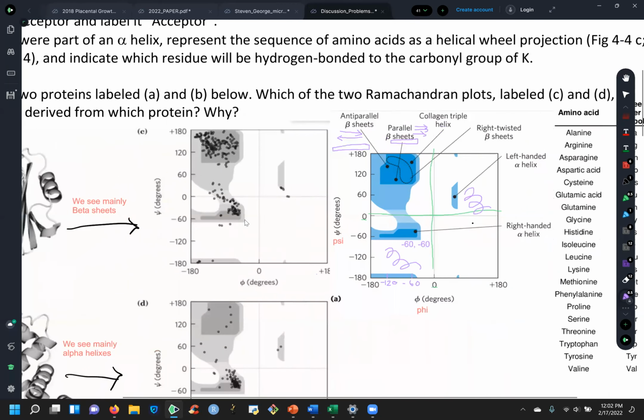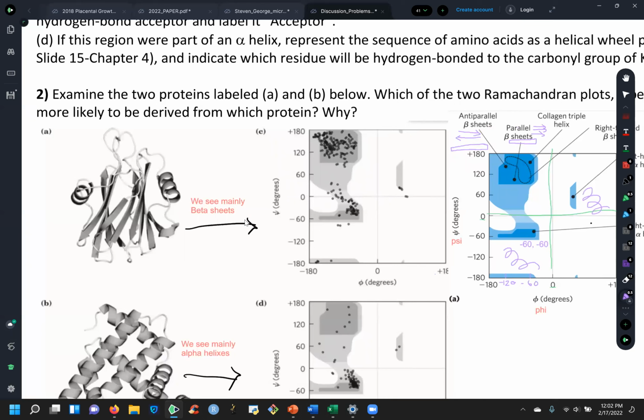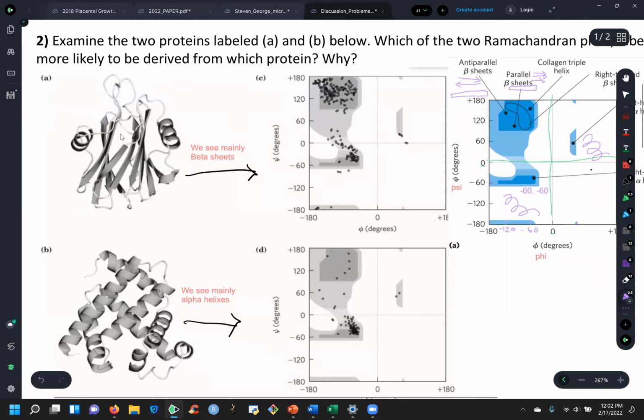Which of the 2 Ramachandran plots labeled C and D is more likely to be derived from which protein and why? Well, what do we see here? Alpha helixes or beta sheets? Yeah, so we see a lot of beta sheets. And where do we know that those usually go on the graph? Top left-hand corner, right? So then we look at both of these graphs. Which graph has the most dots in the top left-hand corner? This one. Yeah, so that's how we know, oh, that's the right answer. Isn't that super easy? That's it. That's all there is to it.